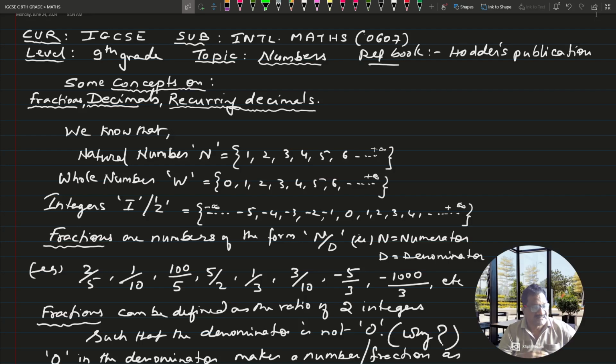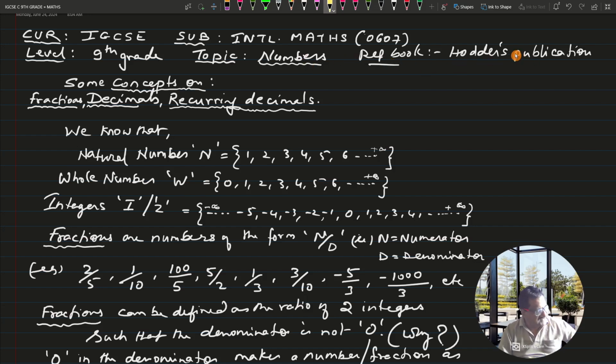This is a continuation lecture of the previous one on the IGCSE curriculum. The subject is international maths, and remember the code for international maths is 0607. This level is for the ninth grade, and the topic is numbers. The reference book is Hodder's publication.